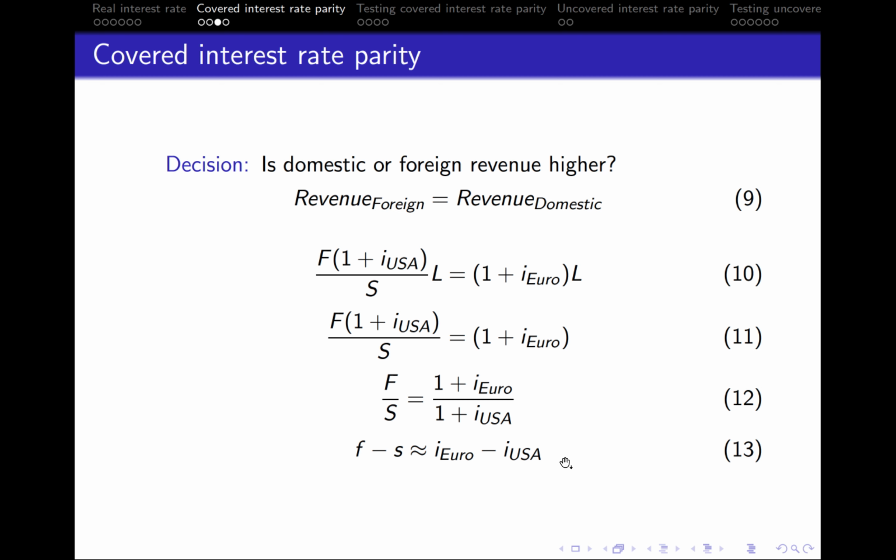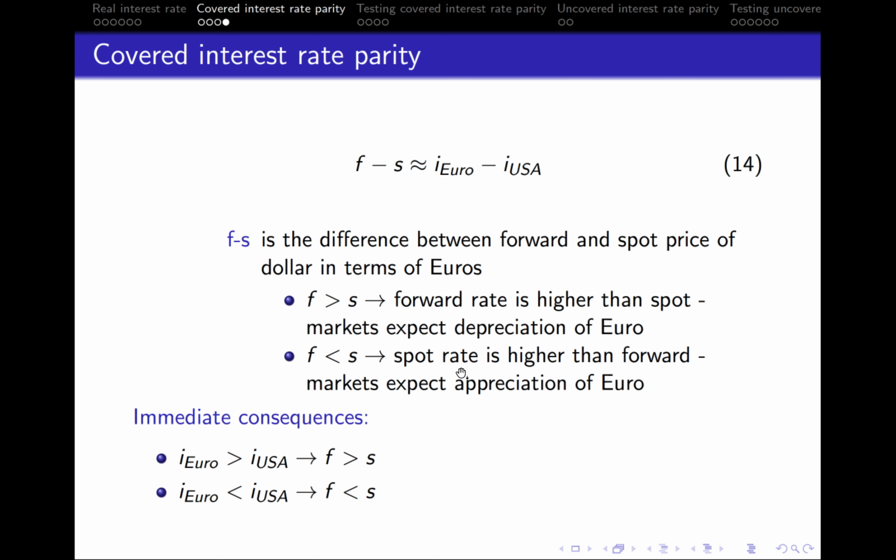Now, why do we call it covered interest rate parity? Because look, this is because of the forward exchange rate over here. We've covered our exchange rates in the future, so we are 100% sure what is going to be our nominal earnings. So this is why we call it covered interest rate parity. Okay, so this equation that we've got over here is showing us how this covered interest rate parity should work.